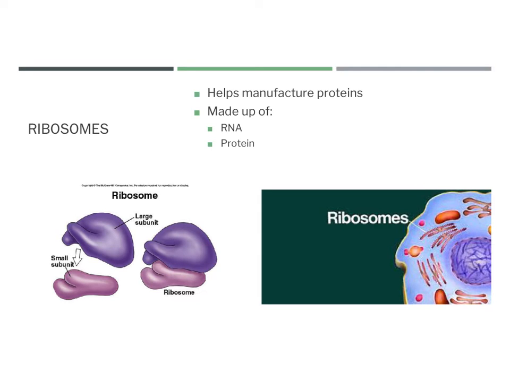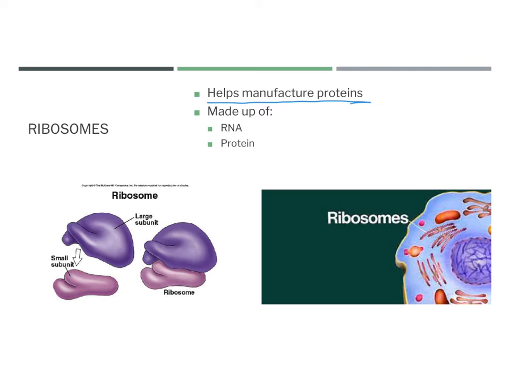The next organelle that I want to talk about is called a ribosome. Ribosomes' main purpose is to manufacture proteins, or to make proteins. So make sure that you know that. Ribosomes make proteins, and they're made up of two components. Ribosomes are made up of RNA and proteins. Something unique about the ribosome is that it's not bound by a membrane like all of the other organelles.